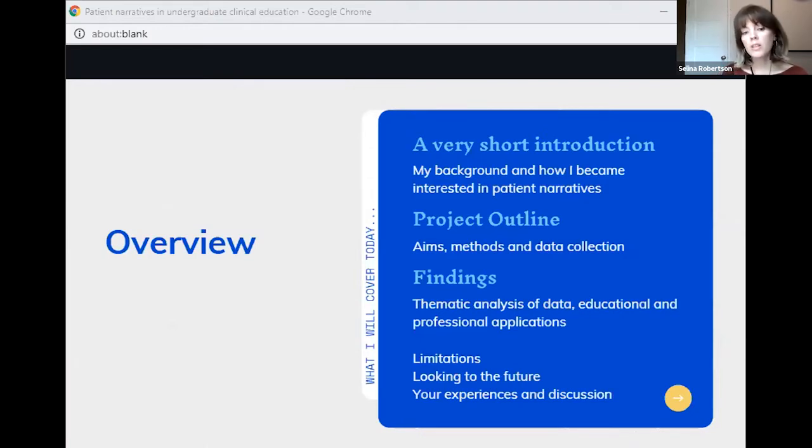of this work. And towards the end, I think it's also really important to reflect on the limitations of the work, look to the future, perhaps particularly within the context of lockdown, and be really interested to hear your experiences about how patient narratives could be used in the situation we currently find ourselves in, and getting to the really interesting bit, which is your experiences and the discussion in general.